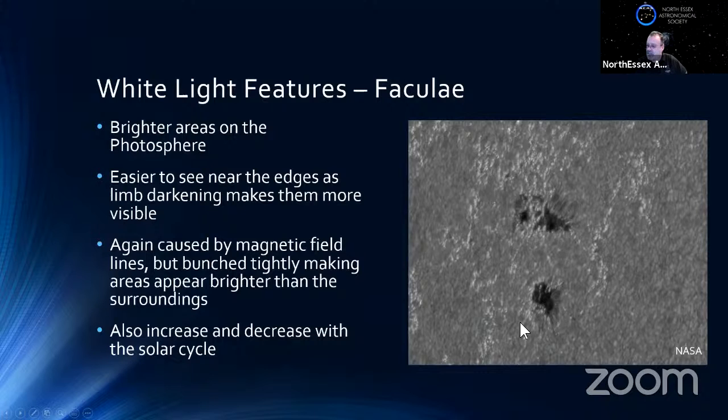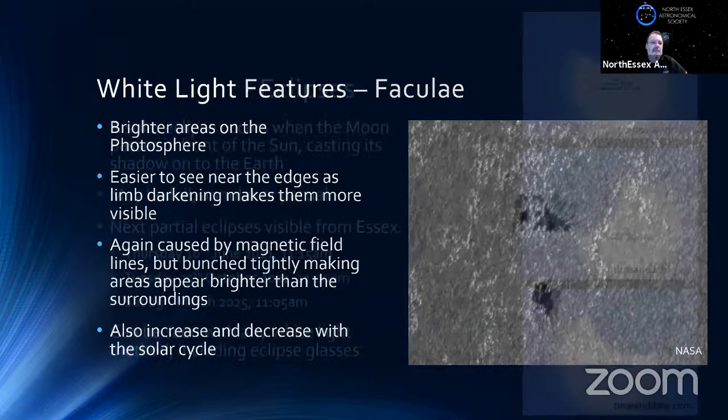And these actually increase and decrease with the solar cycle. And overall, faculae win out over sunspots. The sun is about 0.1% brighter at solar maximum, due to the extra faculae making it brighter versus the extra sunspots making it dimmer. So interesting thing to know there.